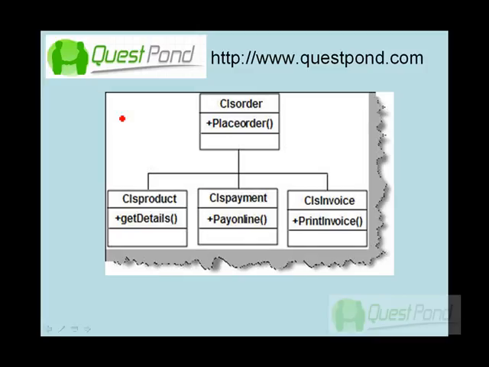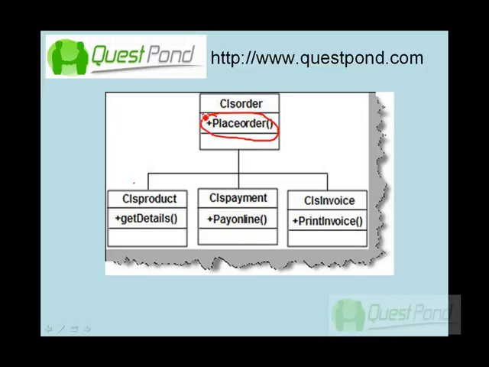What it means, for example, here's a simple example of it. We have three classes: CLS product, which helps us to get details of a product; CLS payment, which helps us to pay online; and CLS invoice, which helps us to print an invoice. Now what we need to do is place an order.